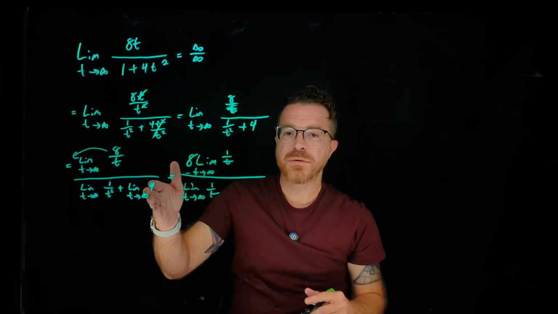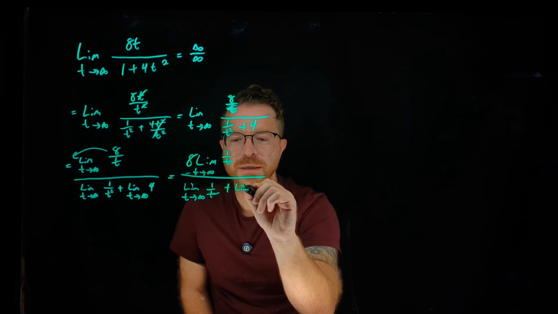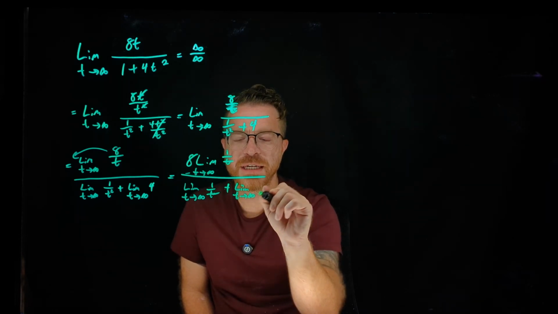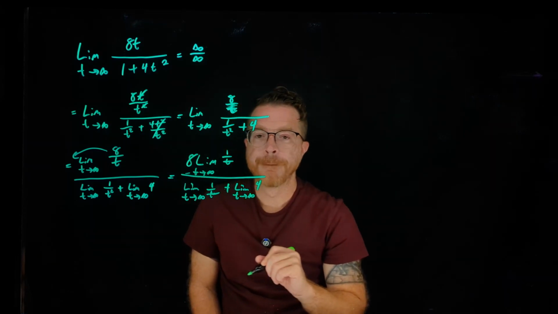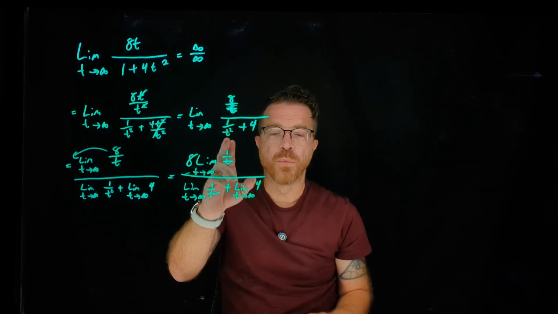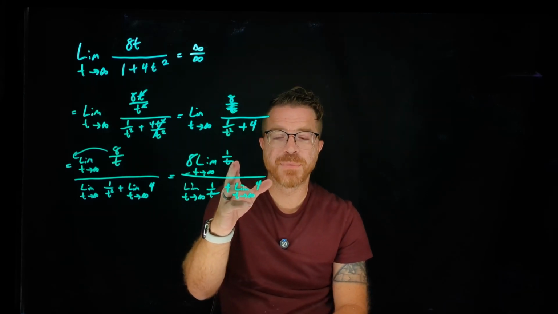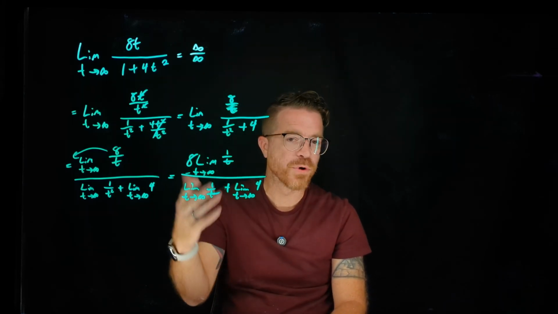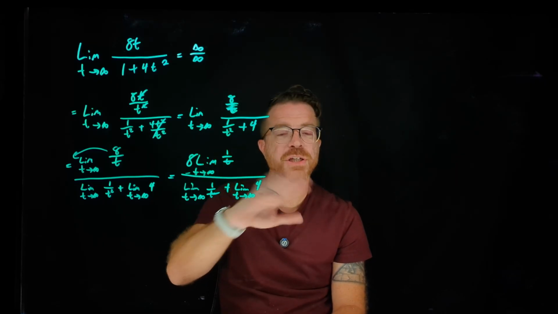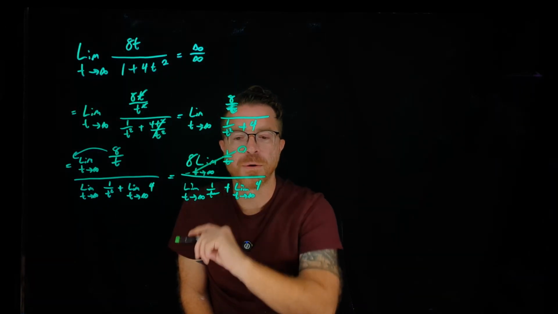And then this one also doesn't need to be changed. So plus the limit as t approaches infinity of 4. Now we can actually look at all of our individual limits. What is the limit of 1 over t? And we covered this previously. As this t gets bigger and bigger and bigger, it's going to be 1 over 1, 1 over 2, 1 over 3, so this entire fraction is getting smaller and smaller and smaller until it goes to 0.